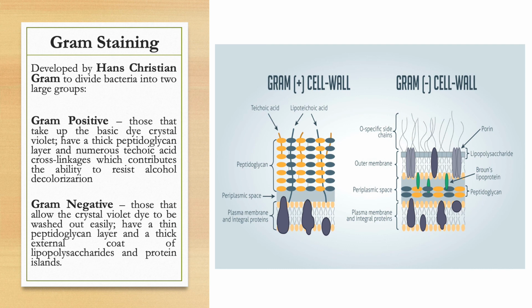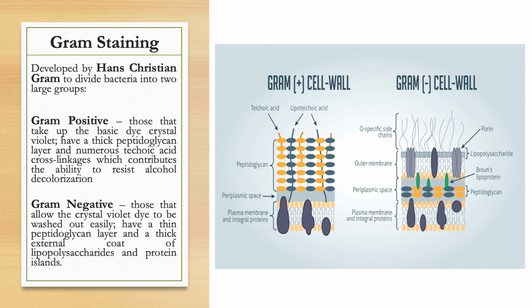Let's now take a closer look at gram staining. This was developed by the stain's namesake, Hans Christian Gram, to divide bacteria into two large groups. You have the gram-positive, those that take up the basic dye, which is crystal violet. Usually gram-positive bacteria have a thick peptidoglycan layer and numerous teichoic acid cross-linkages which contribute to the bacteria's ability to resist alcohol decolorization.